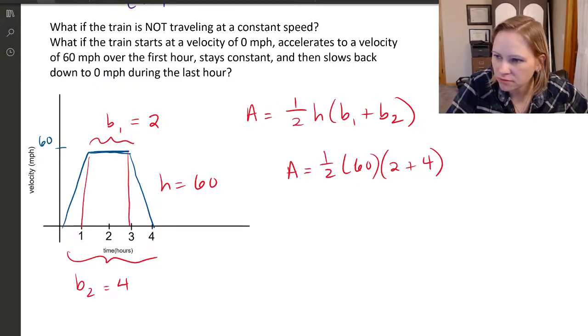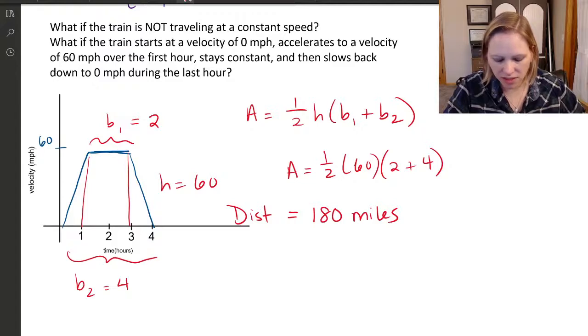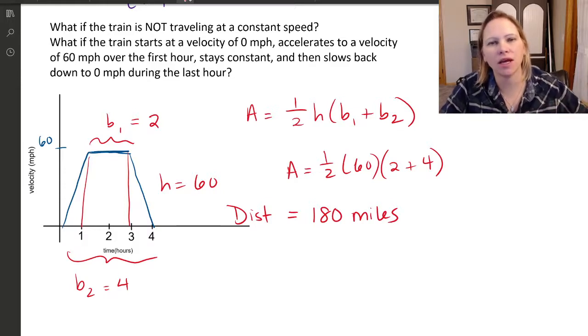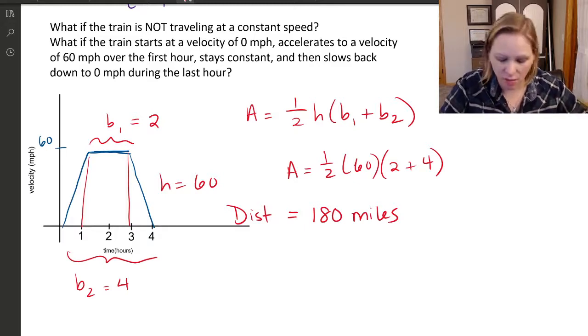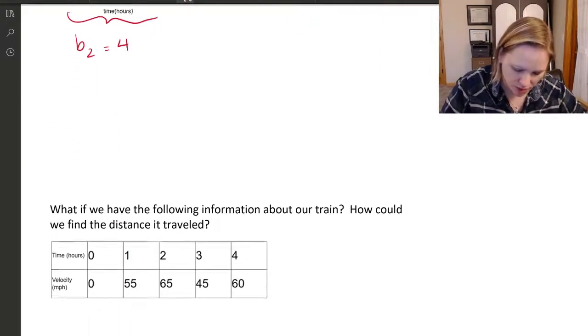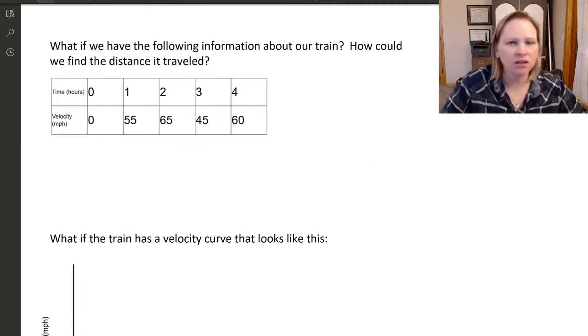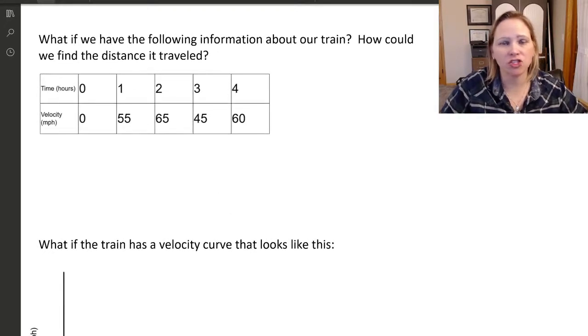And when we crank it out, we get a distance of 180 miles. So again, the concept, the big picture here so far is that the area under a rate gives you the amount of change. If the rate is velocity, then the area represents the distance you covered during that period of time.